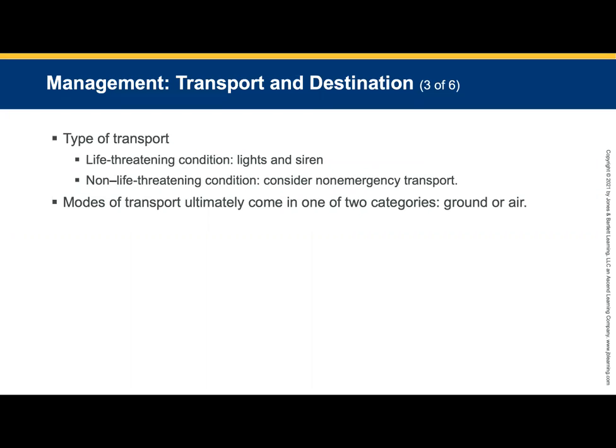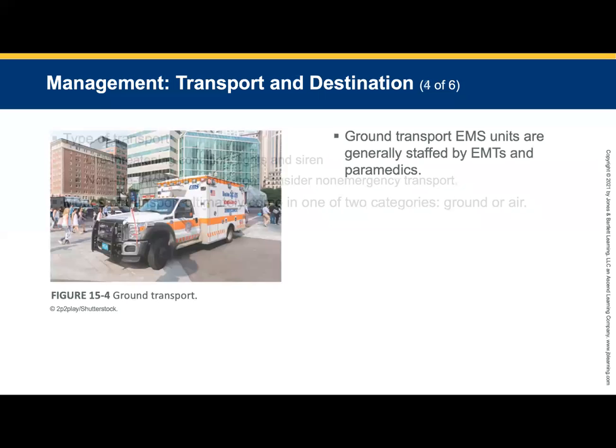So type of transport: life-threatening conditions always go lights and sirens. Non-life-threatening conditions, consider non-emergency transport. So again, you need to make sure you know what your agency says before you say, oh, this is always going to be lights and sirens, because that agency may not fall within their windows.